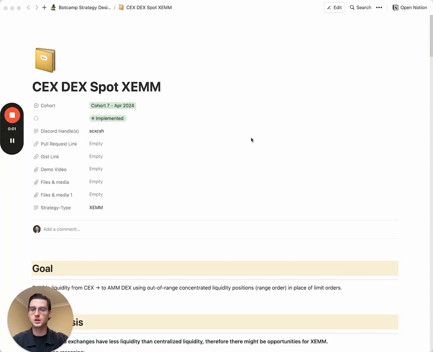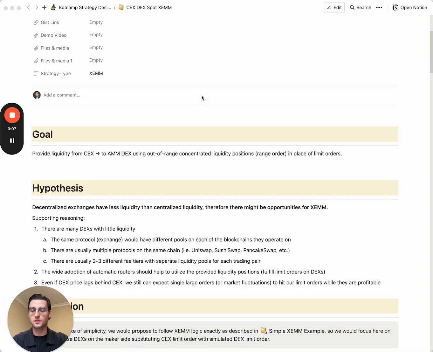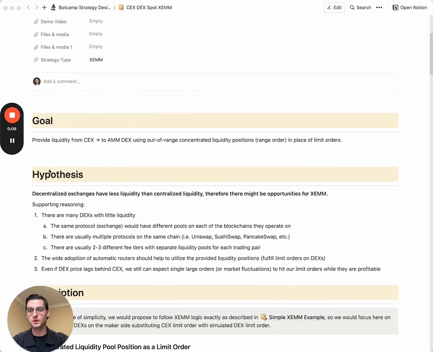Hey, I'm going to share with you the design of CEX to DEX spot cross-exchange market making strategy. The idea is that we can provide liquidity from centralized exchanges to automated market making DEXs such as Uniswap or PancakeSwap and others using concentrated liquidity positions, and out-of-range positions to be specific, in place of limit orders on the maker side.